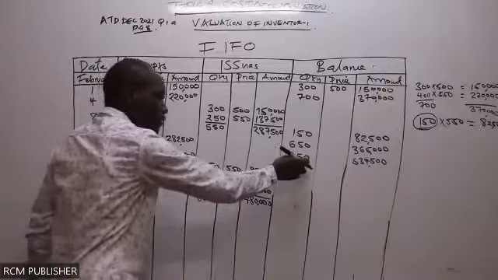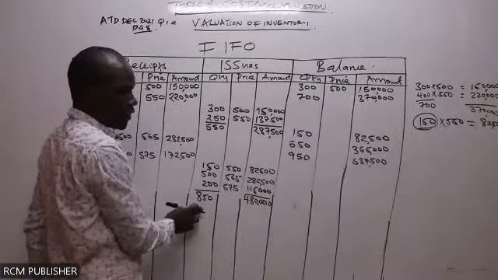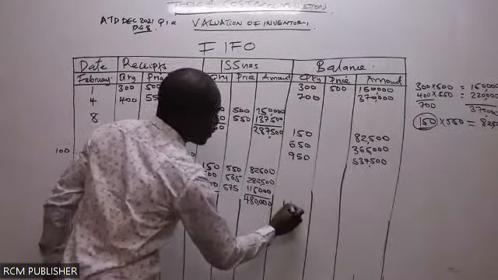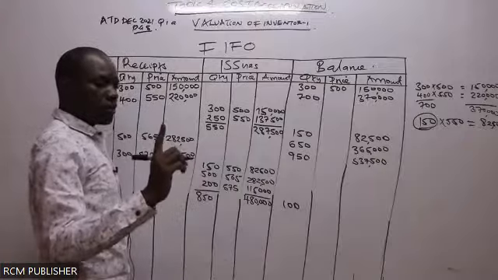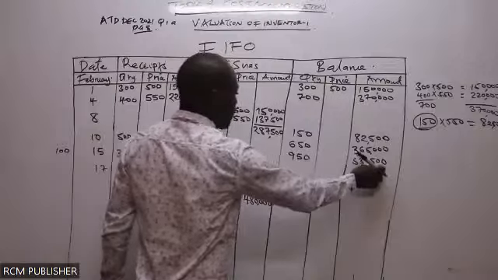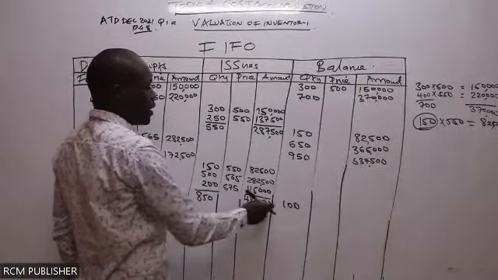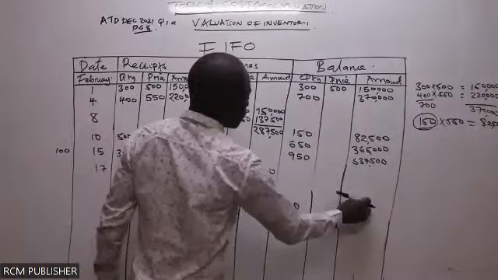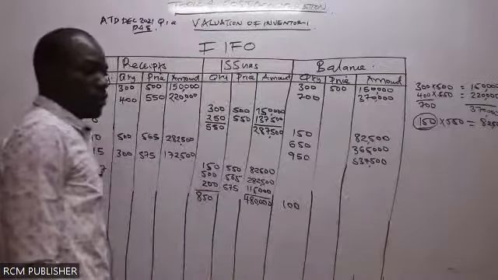I add 950. I'm taking away 850. Balance is 100. Then in terms of value, I add 537,500. I'm taking away 480,000. What am I having here? What am I having there?